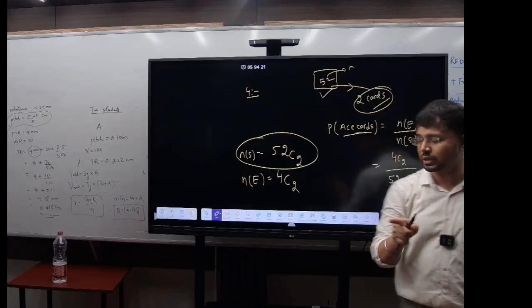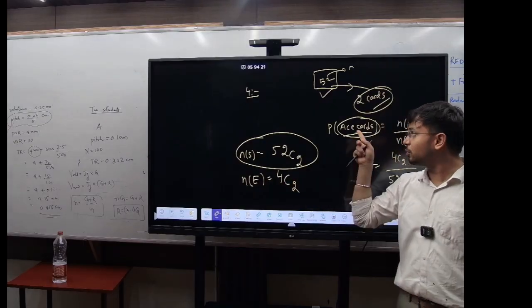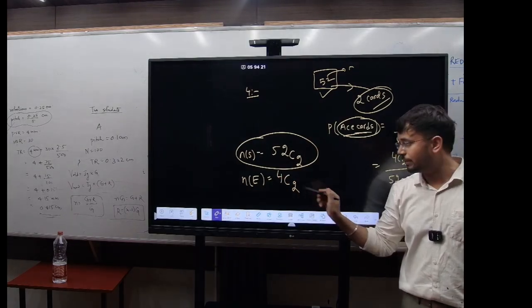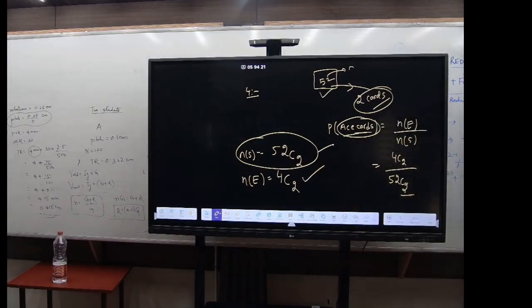But what do I actually want in the probability? Ace cards. Now if I want aces to come, I have to select ace cards only. If I want these 2 to come, I will select only from these. So how many ace cards are there out of 52 cards? 4. But how many do I need? 2. So how many ways can I select both cards as aces? I have 4, I need 2. 4C2 ways. So the favorable case is 4C2, and the sample space is this. Is that understood?